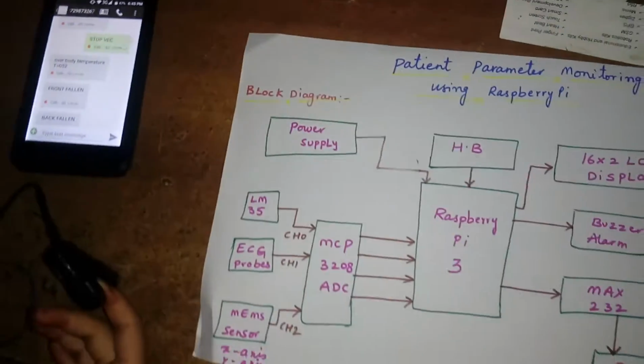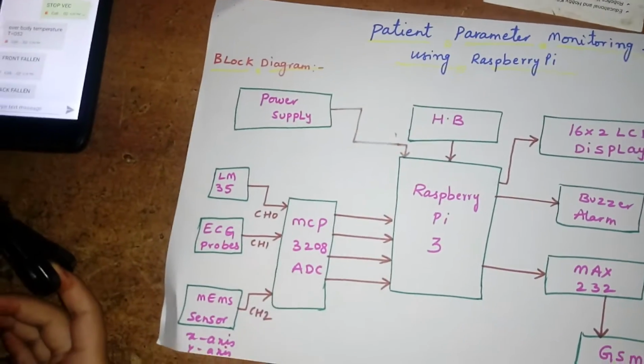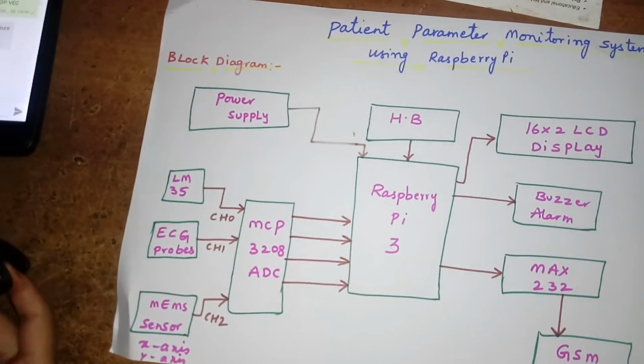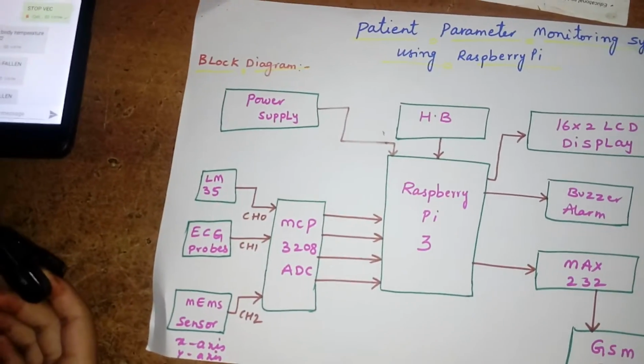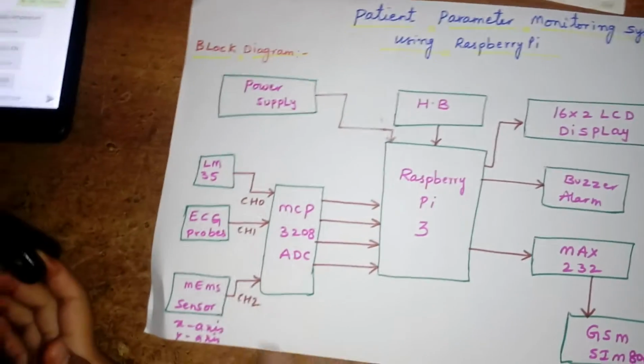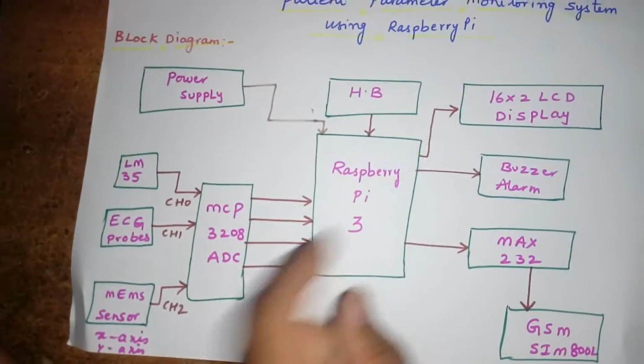Here the LM35 range is minus 55 degrees centigrade to 150, but we are setting the set point at 50 degrees and above, and ECG heartbeat at 90 and above. This is front fall and back fall.